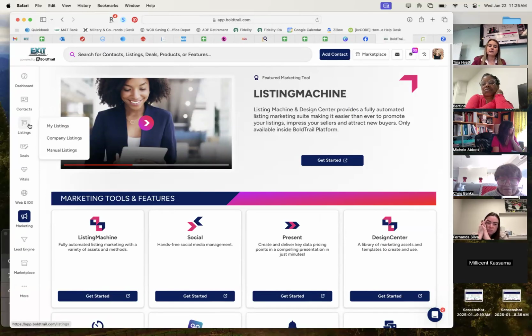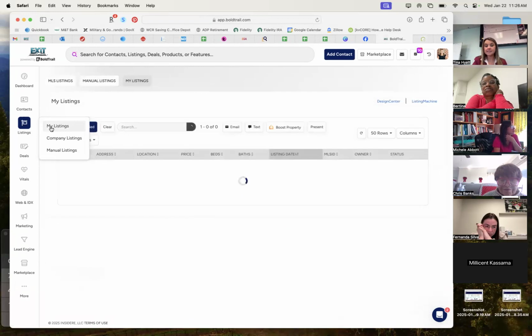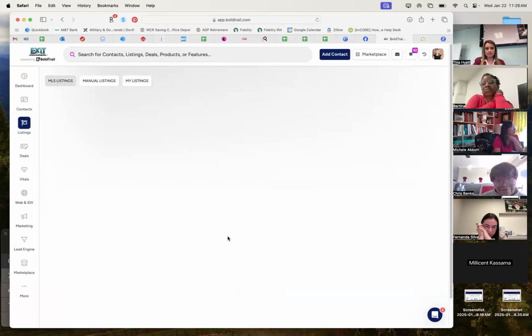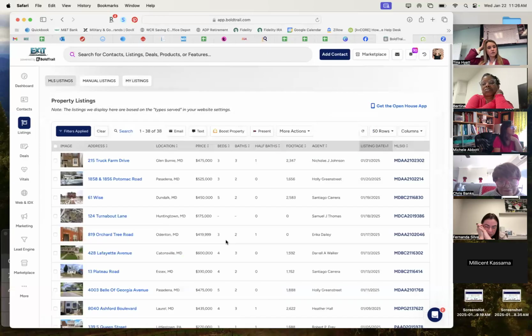The other place you can find this is in your listings. So on the left-hand side, if I go to listings and I go to my listings, I don't have any listings because I don't carry listings, but I do have company listings. So if I go to the company listings, I can show you. So when you list a property in the MLS, it automatically pulls that into KVCore. So these are all active MLS listings that have been pulled into KVCore.